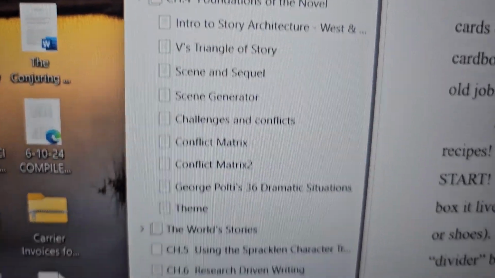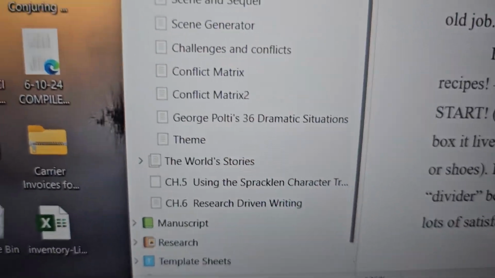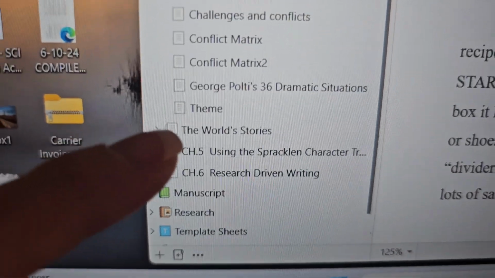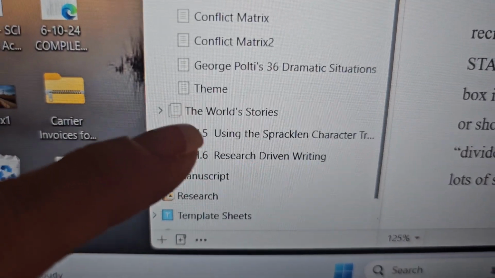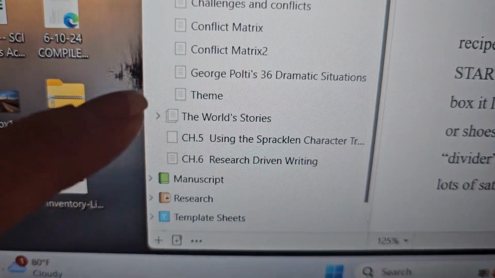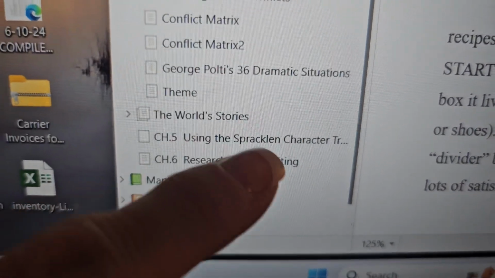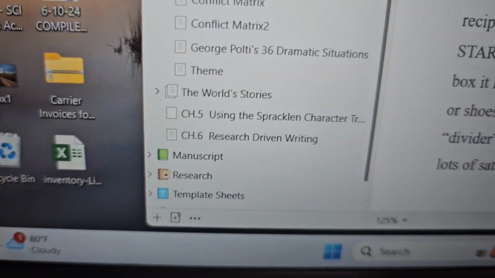Again, character focused. And then chapter 5 is the world stories, where I take you through a whole gob of different story structures from around the world to help you inform how you want to write your story. And then chapters 5 and 6 essentially stay the same, but don't count on it because they may get moved too.